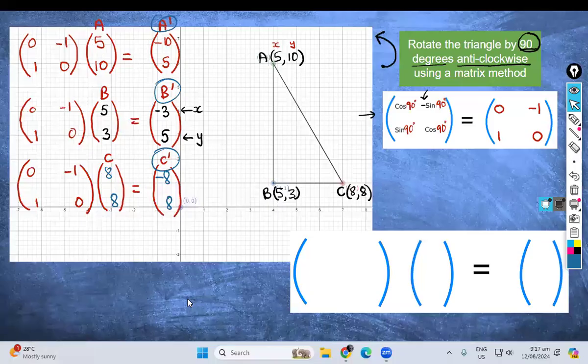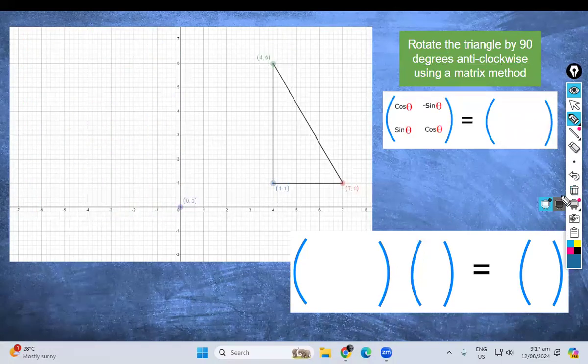This formula, well, all rotation formulas. There are only two rotation formulas: clockwise or anti-clockwise. All of them assume that the center of rotation is the origin. So let me just clear the screen there.